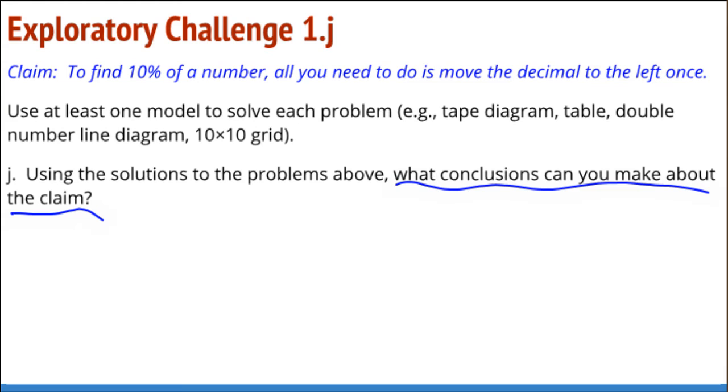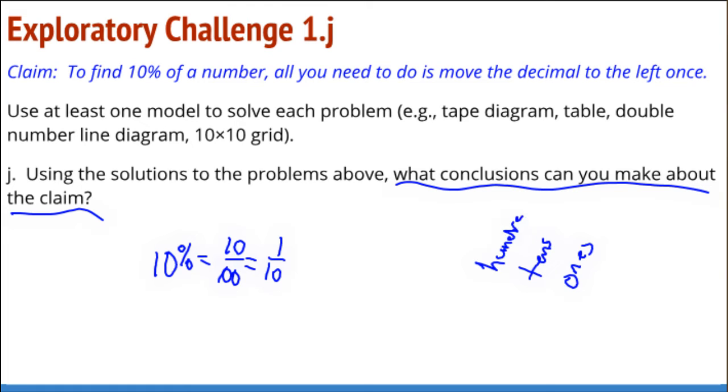Yes, it's true. And I've explained it twice before, but 10% is equal to 10 hundredths, which is equal to 1/10. And because we have a base 10 system, everything's in groups of tens. Ones, tens, hundreds. If we want 1/10 of something, all we have to do is move the decimal one place to the left. That is the effect of dividing by 10. So 1/10 is equal to dividing by 10. So finding 10% is really easy.